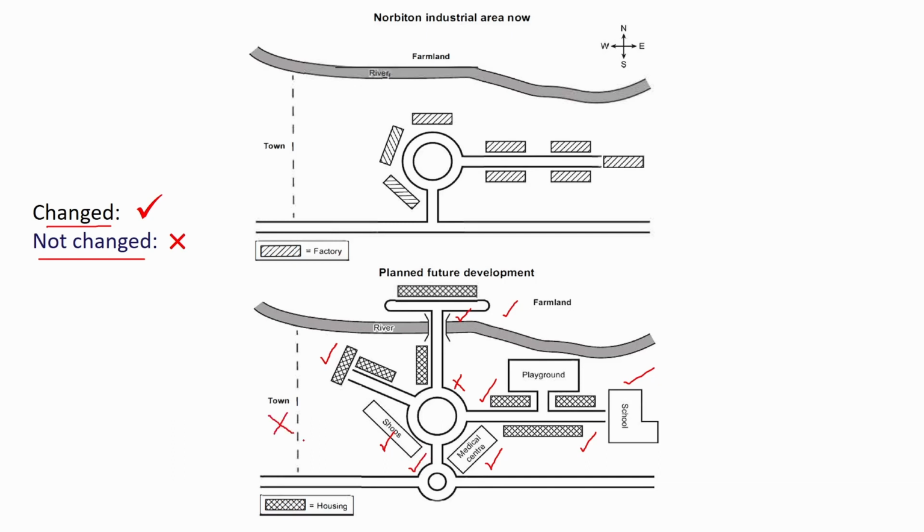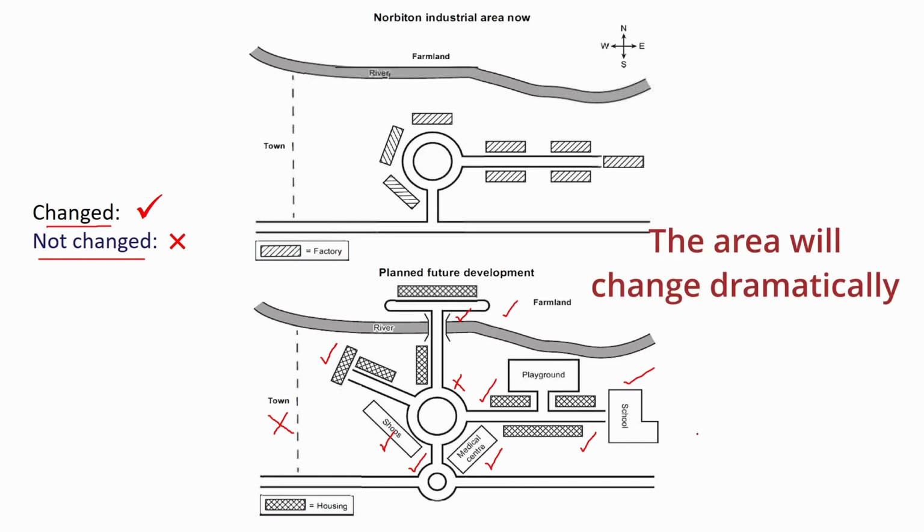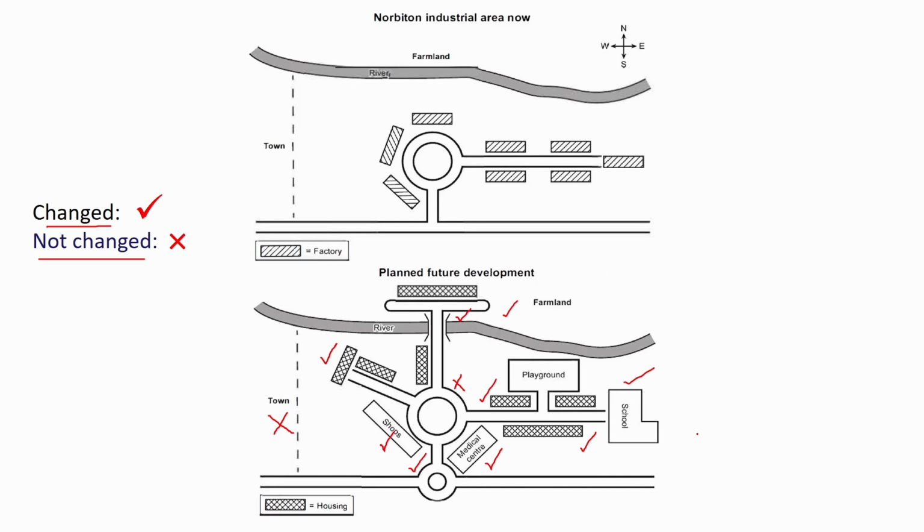So based on the ticks and crosses, you decide if the area will change a little or a lot. So apparently the area will change a lot, so this is something you should mention in your overview. A sentence like, the area will change dramatically, right, or drastically, or will transform over the period.